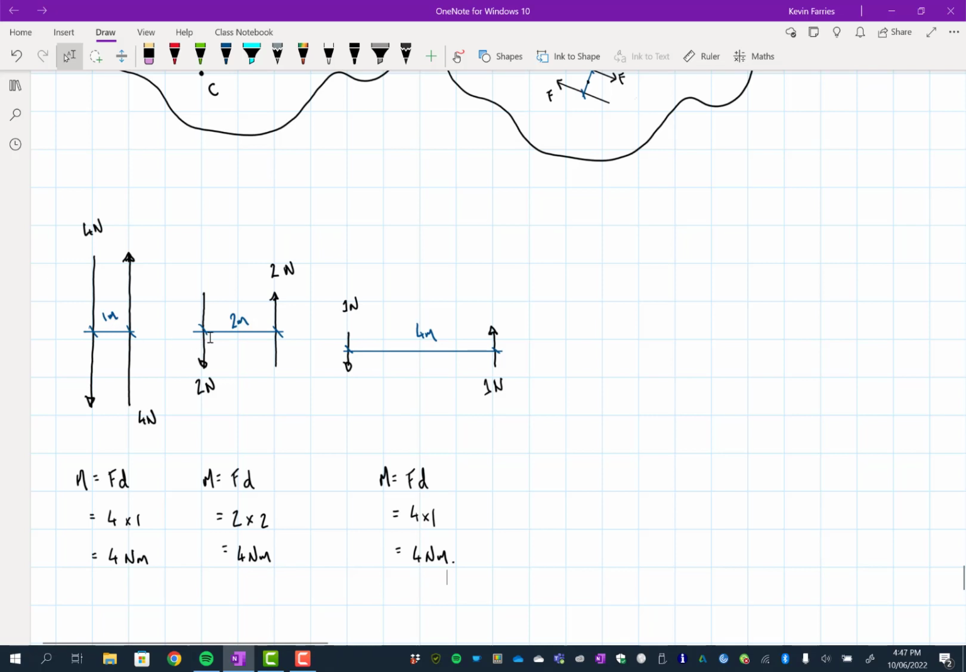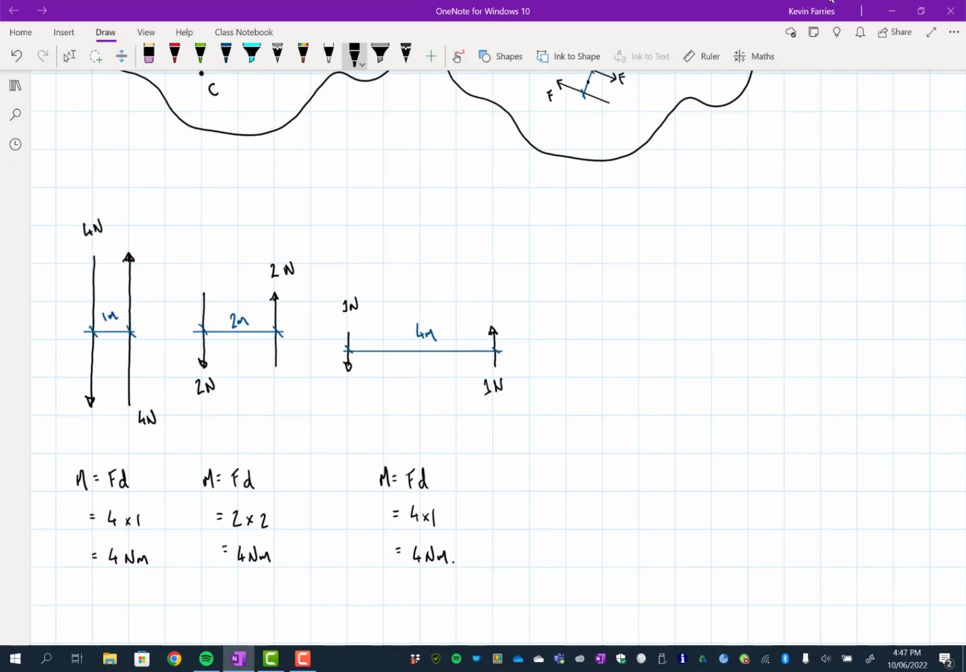And so you could draw the same couple, or you could certainly draw a couple that gives you the same moment, but you could draw it an infinite number of different ways. You could draw it any way you want. You just have to make sure that whatever force you choose, you select a distance between those forces so that F times d stays the same.